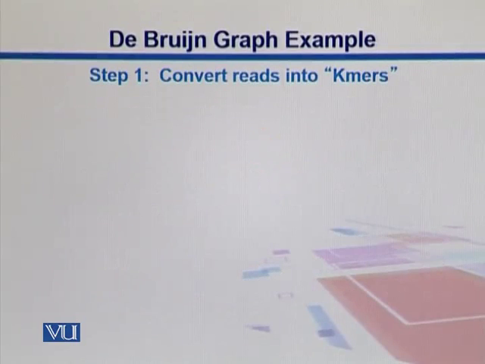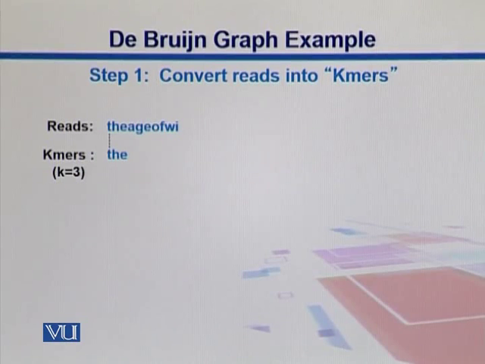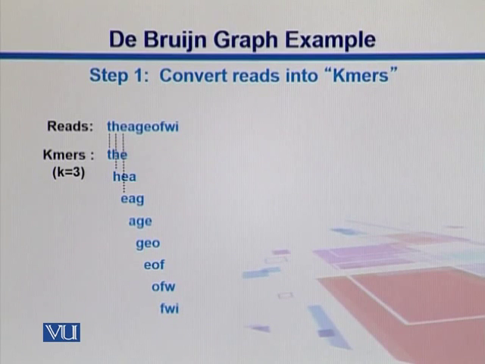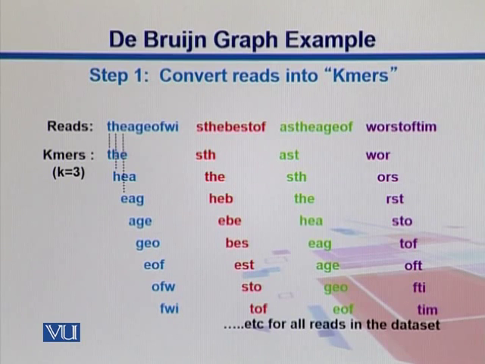So let's try this De-Bruijn approach. We convert those reads into Kmers. Here we select our Kmer size as k equal to 3. We take read 1, and it can be broken down: first we start with THE, next we start from HEA, then EAG, and so on. In this way we get those Kmers from this read and from the rest of them. In the end, we have broken our reads into Kmers.